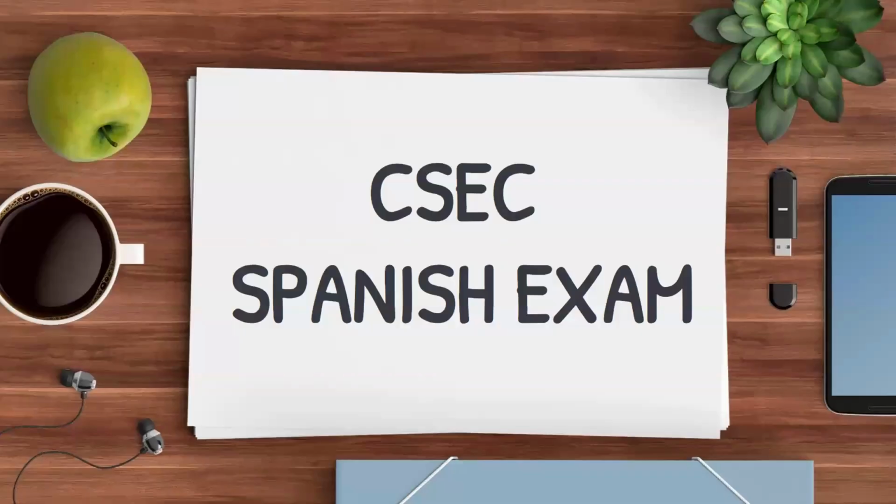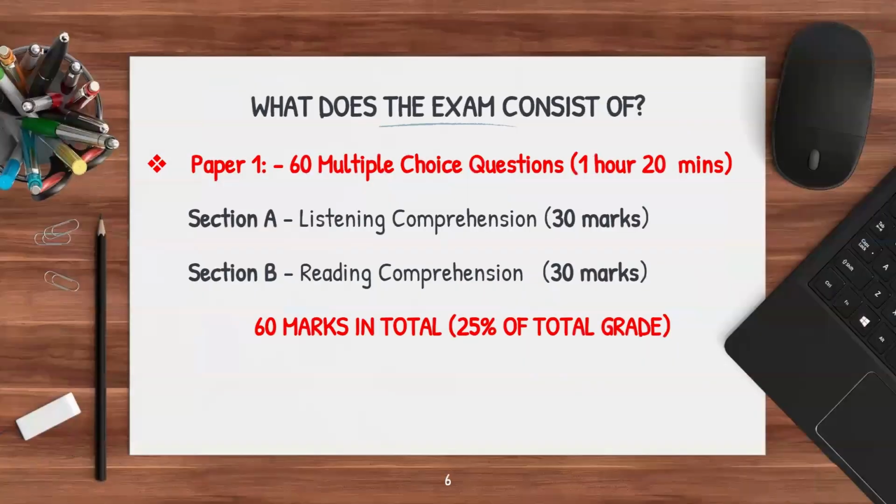So now, the CSEC Spanish exam. First, we're going to look at paper 1, which consists of 60 multiple choice questions, and this exam is 1 hour and 20 minutes long. This exam paper is going to consist of 2 sections, Section A and Section B. Section A is a listening comprehension section, which is going to be a total of 30 questions, and each question is going to be worth 1 mark.